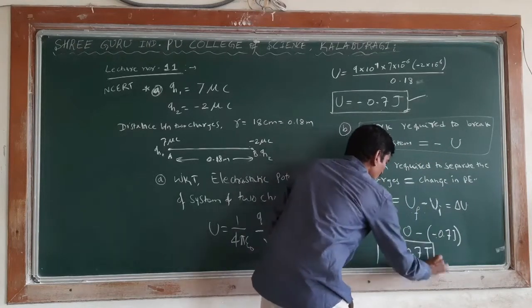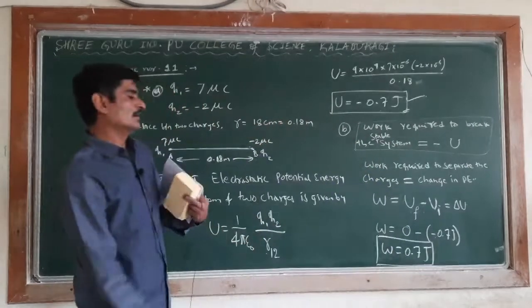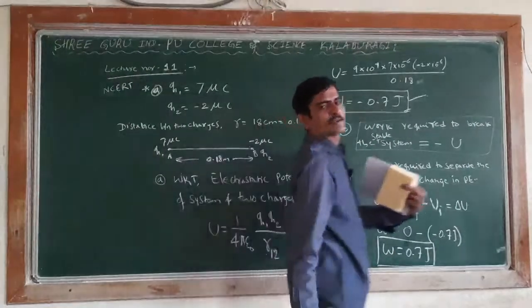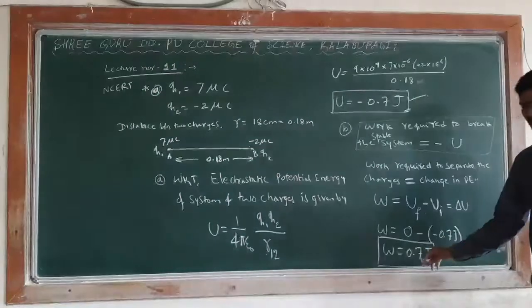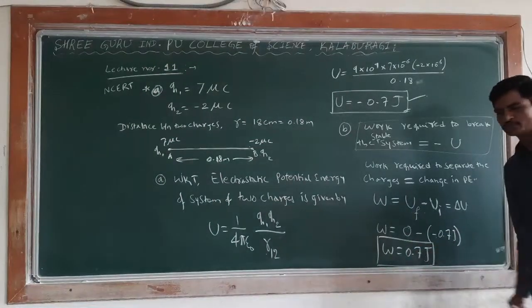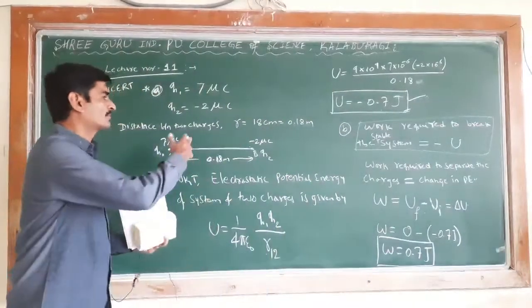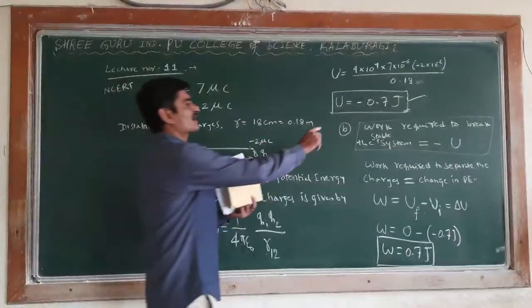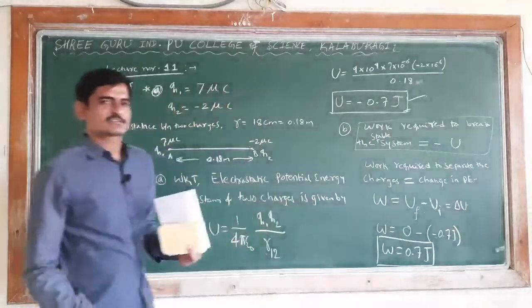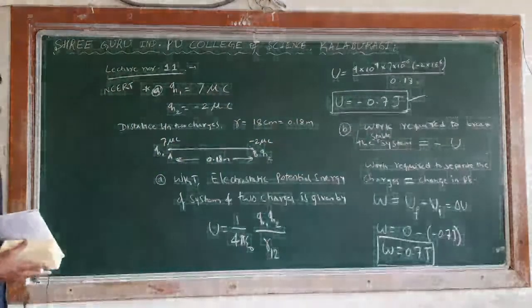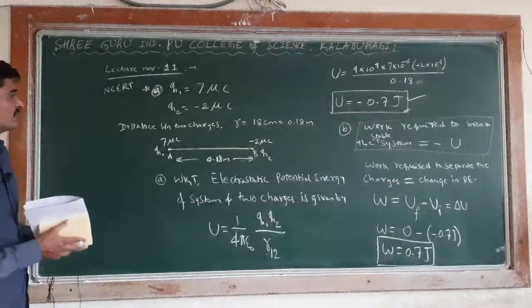So this much work has to be done to break the system. To break the system, the work done is W equal to 0.7 joule. That is, positive work has to be done to break this system, because it is a stable system. Understood? Got the idea? Okay.